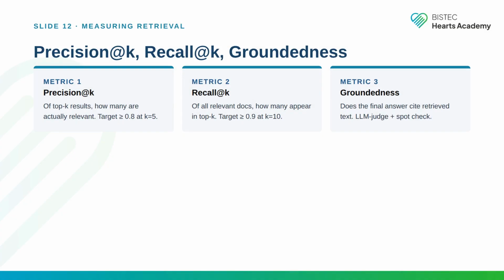3 metrics for retrieval quality. Precision at k: of the top k results, how many are actually relevant? Target at or above 0.8 at k=5. Recall at k: of all relevant documents in the corpus, how many appear in the top k? Target at or above 0.9 at k=10. Groundedness: does the final answer cite retrieved text? Measure with an LLM judge and spot-check samples by hand.